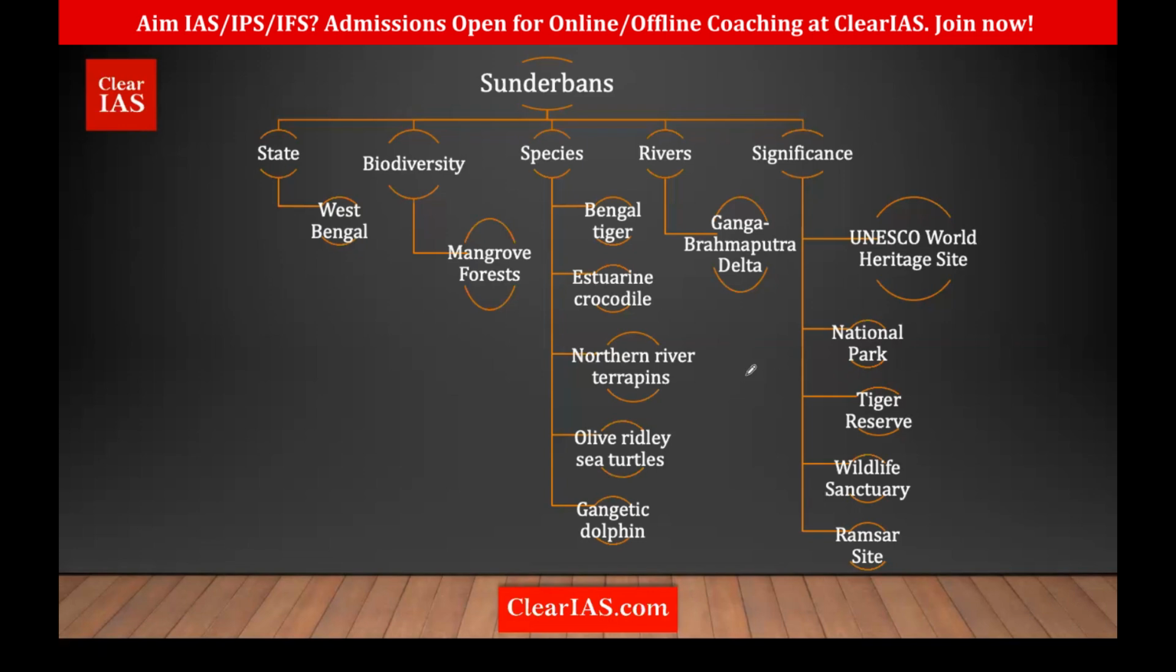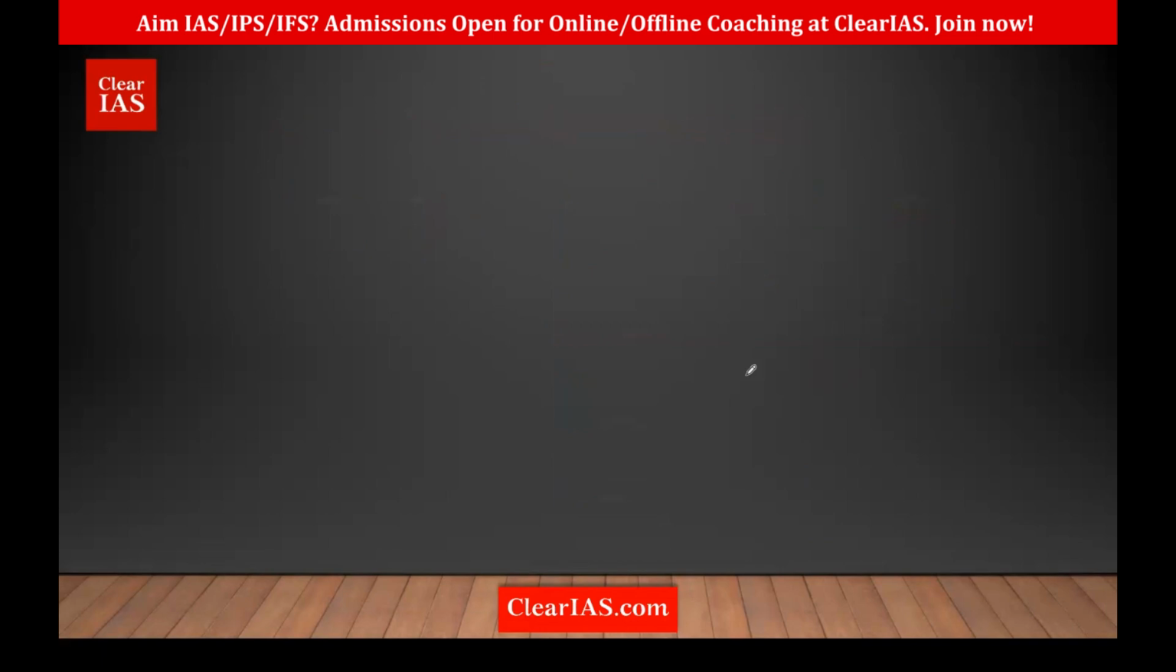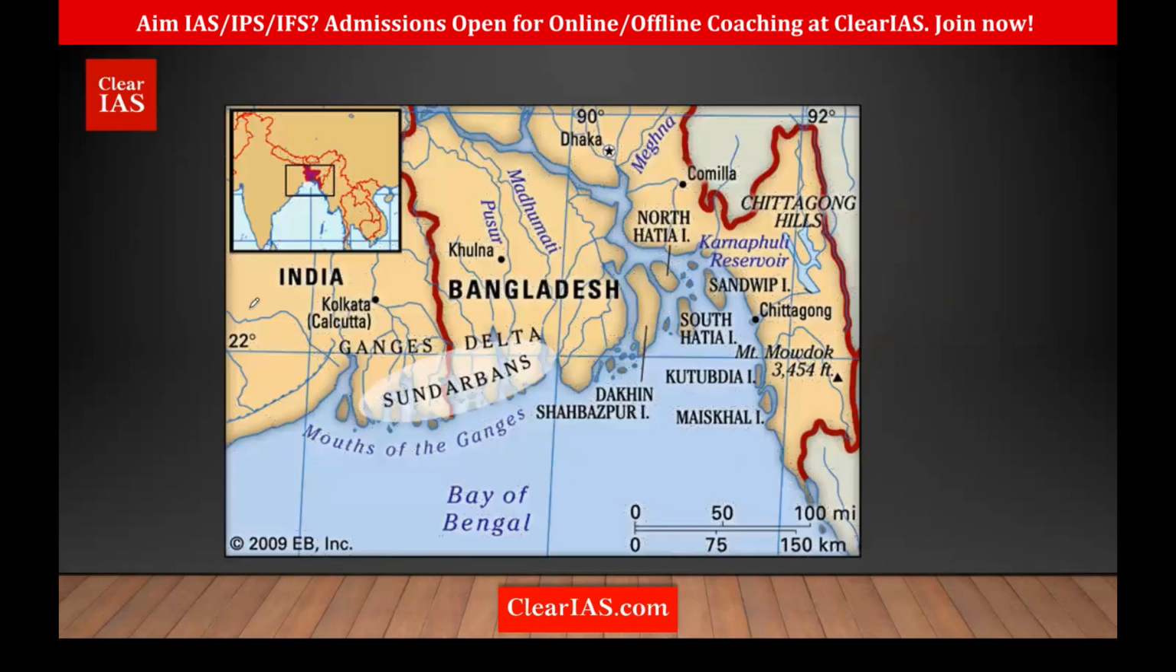Clear? Okay. So now we'll see the location of Sundarbans. So where exactly is Sundarbans? I told you it's on the Ganga Brahmaputra delta. So this area. We have India here, Bangladesh here. This is West Bengal. You can see the capital, Kolkata here. And on the banks, this is the mouth of the Ganges. And here we have Brahmaputra as well. This is where we have the Sundarbans.